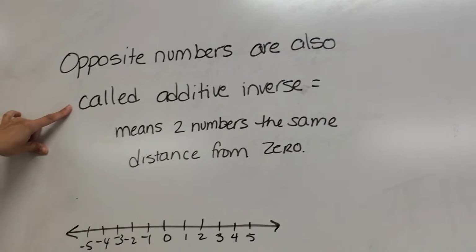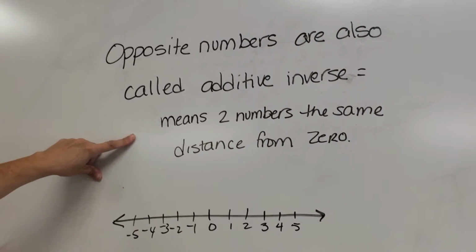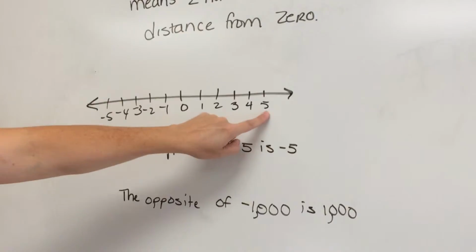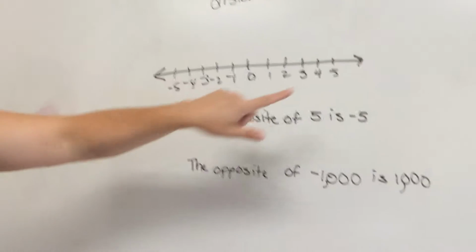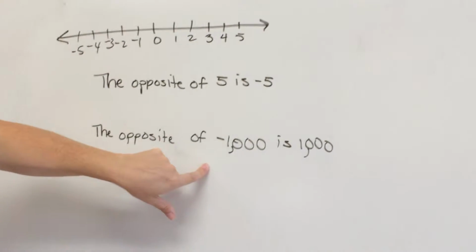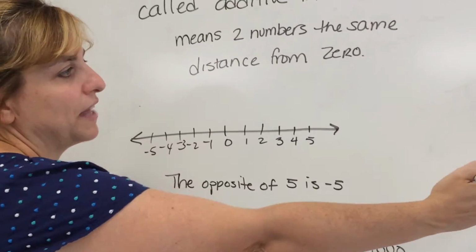This is really easy. It means that two numbers that are the same distance from 0 are opposites. So the opposite of 5 would just be -5 because that's the same distance to 0. The opposite of -1,000 would just be 1,000.